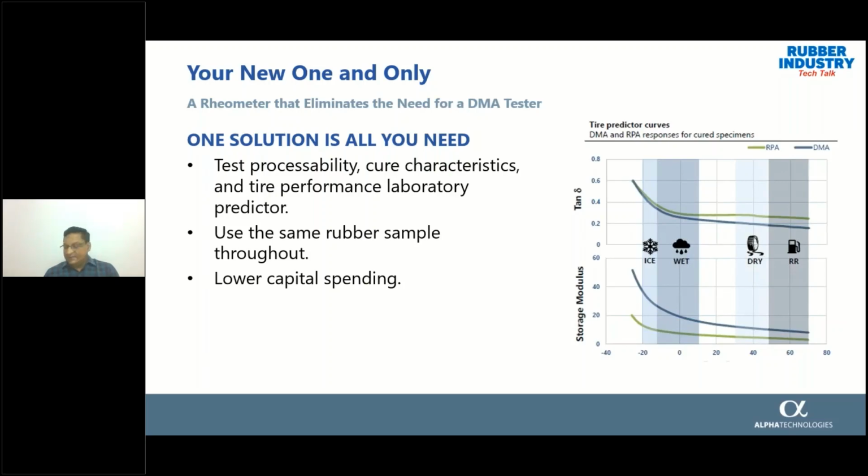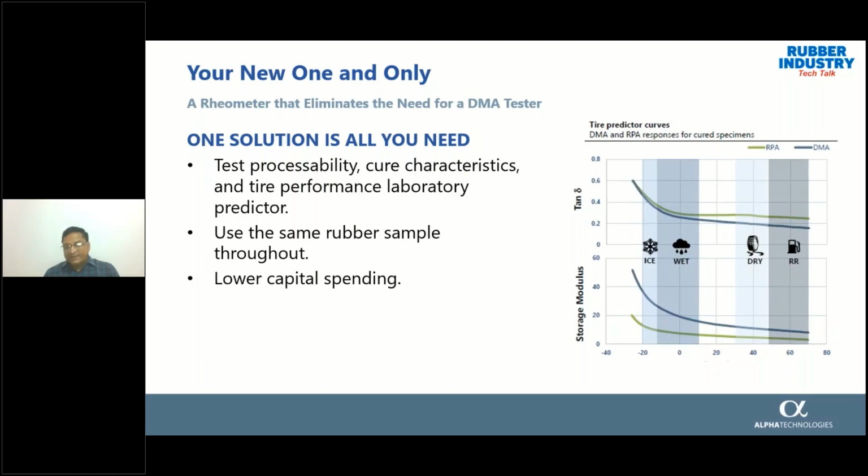On the right hand side, you can see the data comparison graph between RPA and DMA. The green one is RPA, while the blue one is from the DMA in tension compression mode. And in one single test, you can determine the laboratory predictor for tire performance on ground of snow traction, wet traction, dry traction, and rolling resistance.